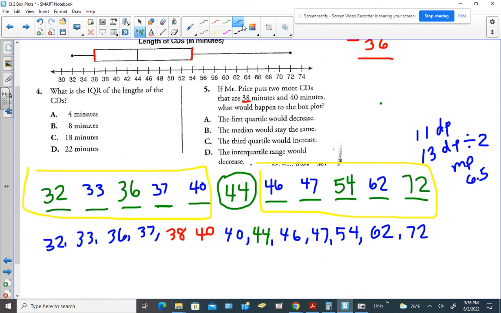Now we use the whole number, which in this case is 6, to count in from both sides. 1, 2, 3, 4, 5, 6, and then we might count in from the high end. 1, 2, 3, 4, 5, 6. Now this is the new median. What happened to the new median when I slipped in a couple of numbers? Things shifted, right?